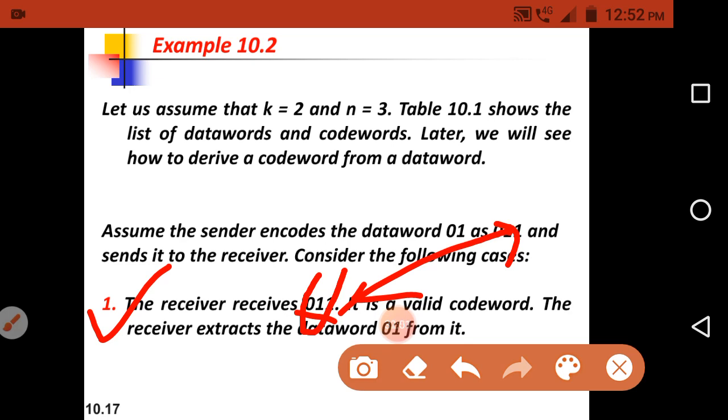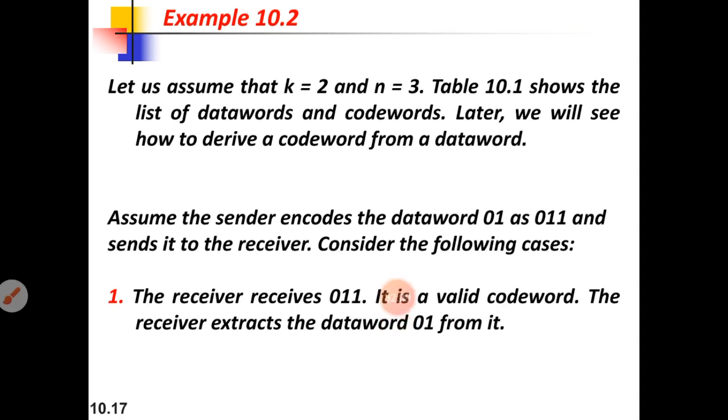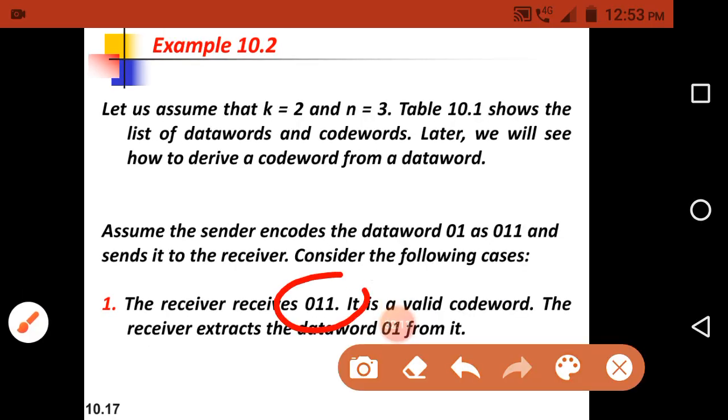So if you receive the valid code word, then it will be accepted, and from that the data word is extracted. So from this 011, what is the data word? The first 2 bits are the data word here, because the redundant bit is only one, so the remaining are the actual data. So the first 2 bits are the actual data.